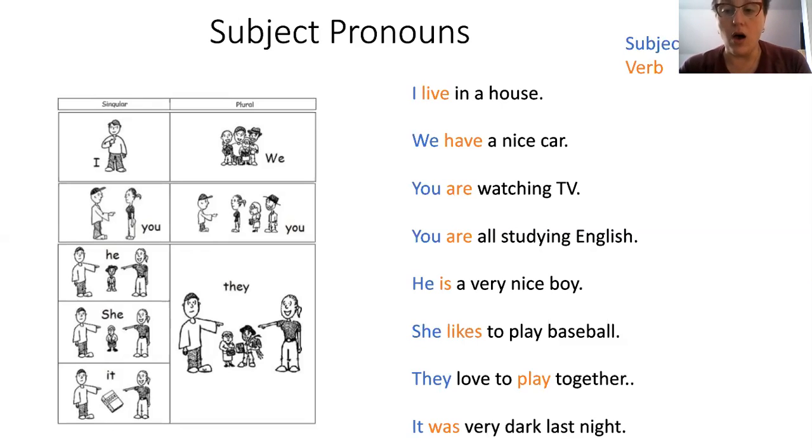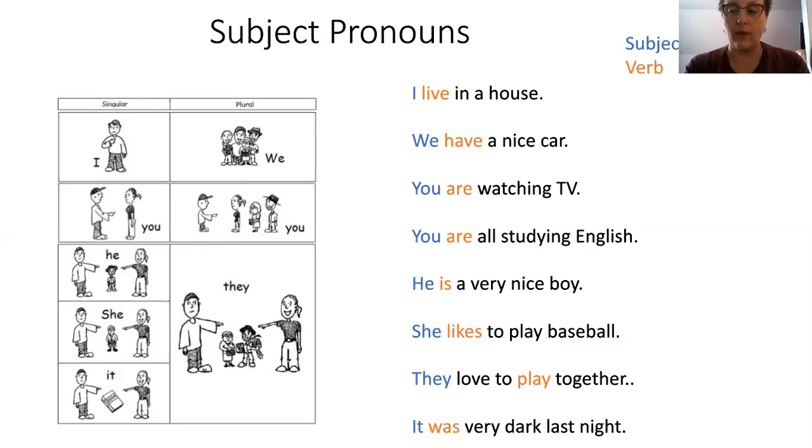You are all studying English. So when I added that word all, you know that we're talking about more than one person. So you are all studying English. He is a very nice boy. He is the subject. We know that he is a boy, and is is the verb. He is occurring before the verb in the sentence. She likes to play baseball. She is the subject pronoun. Likes is the verb.